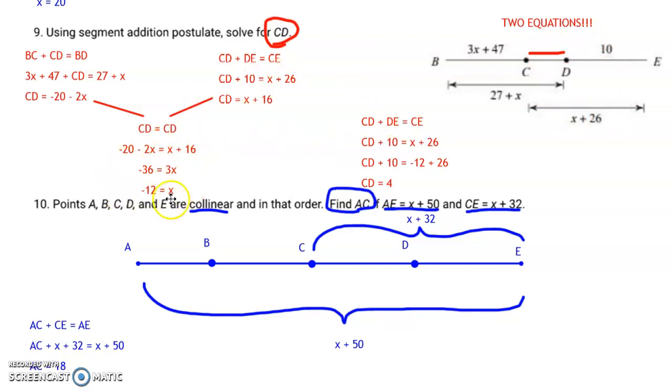Once we found that x is equal to -12, we substituted that into an equation and solved for CD. Now keep in mind, it will tell you to find one specific line segment, so if your answer doesn't have that line segment, you're not done.